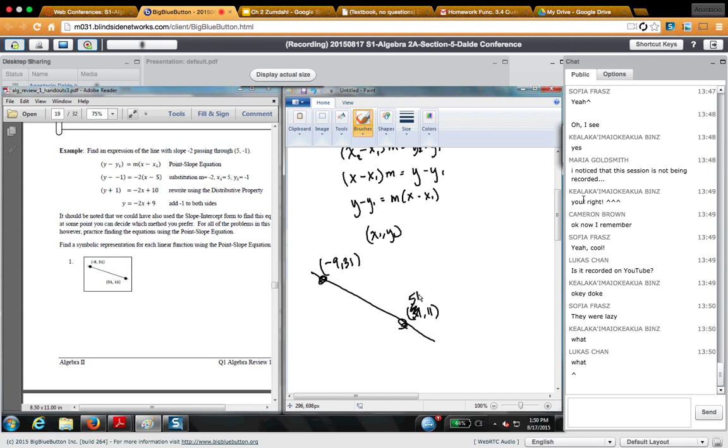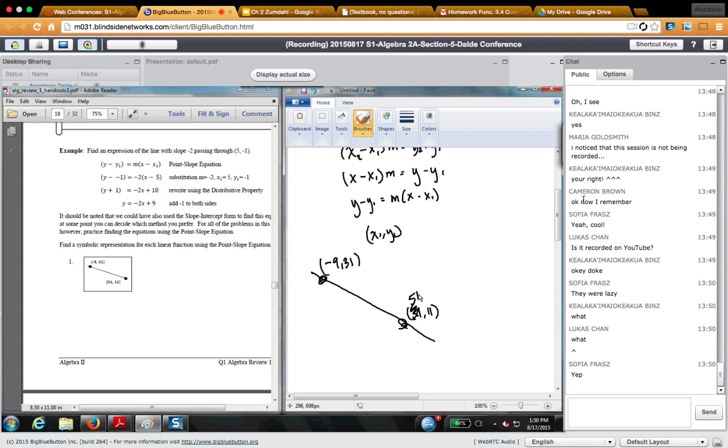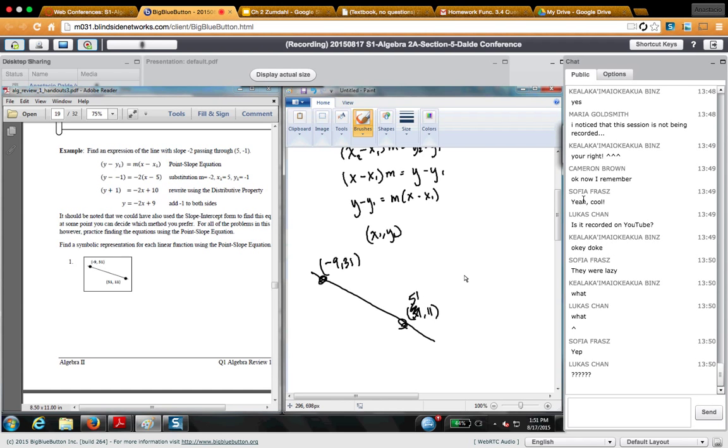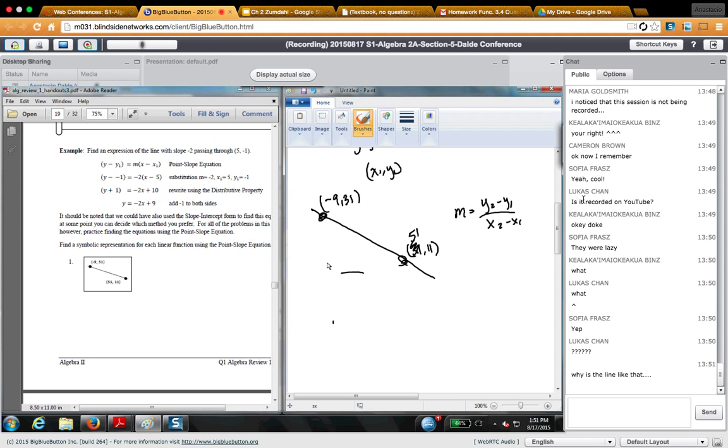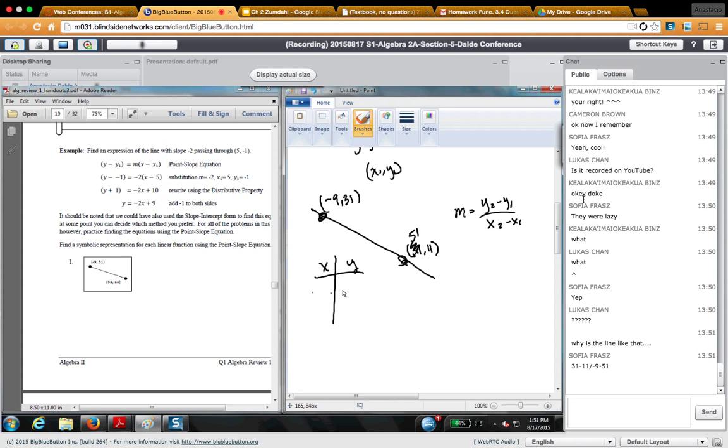First, what's the slope? I want to figure out what the equation of the line is, but what I really want to do is figure out what the slope is. Let's find the slope. I'll do m equals y2 minus y1 over x2 minus x1. Sometimes I like putting it in a table. So here's my x, here's my output. If I input negative 9, I'm going to get out 31. If I input 51, I'm going to get out 11.